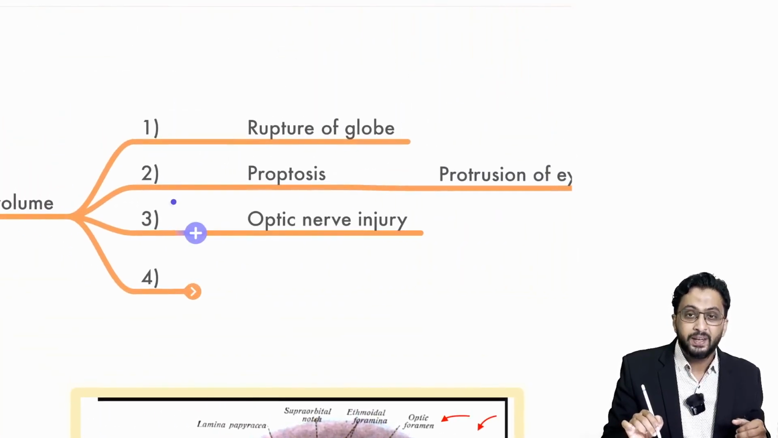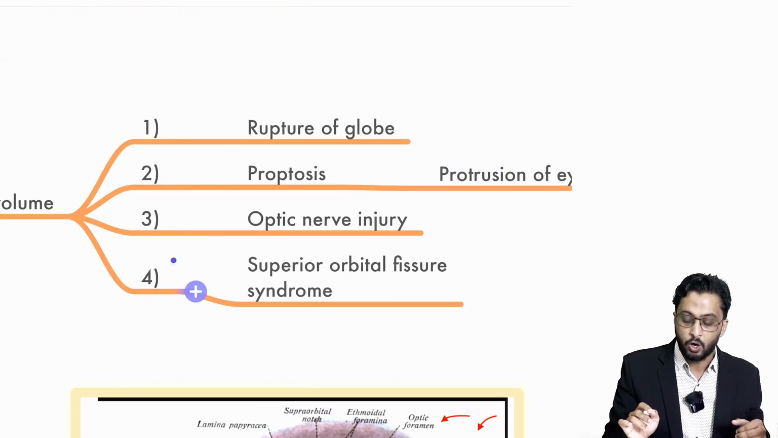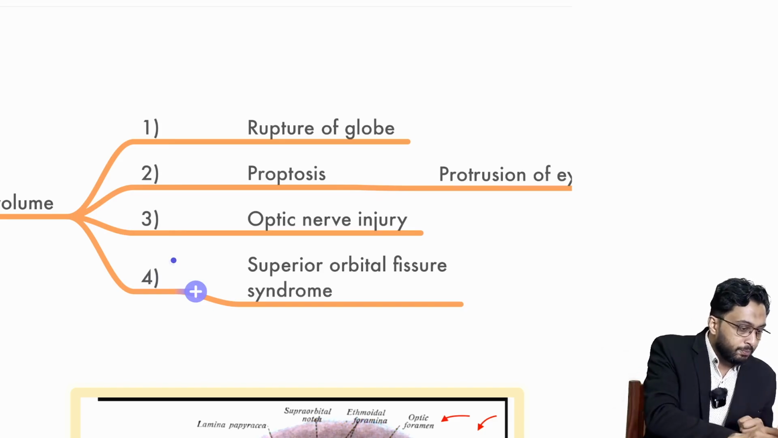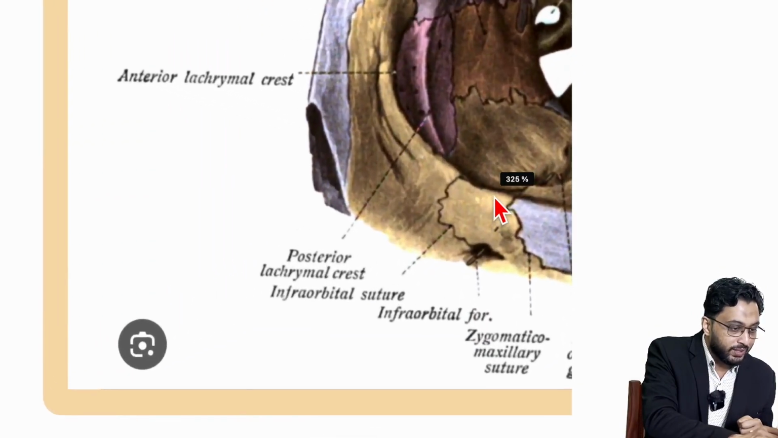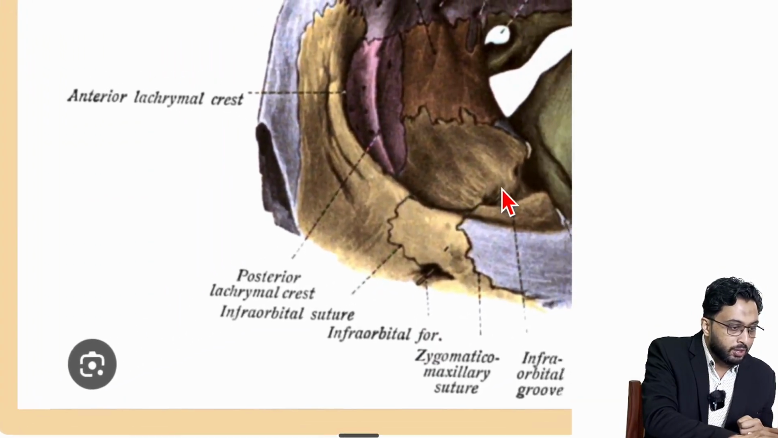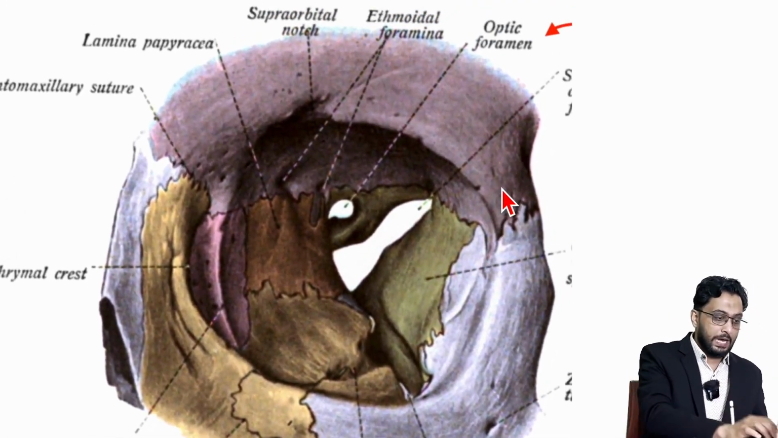Now, optic nerve injury. Now, this is important. Two things: optic nerve injury and superior orbital fissure syndrome. This is important to understand your anatomy. Again, we have discussed this anatomy. We have discussed the structures passing through it. Everything has been discussed, so I'm not coming to that. But I'll show you what is happening and why it is happening.